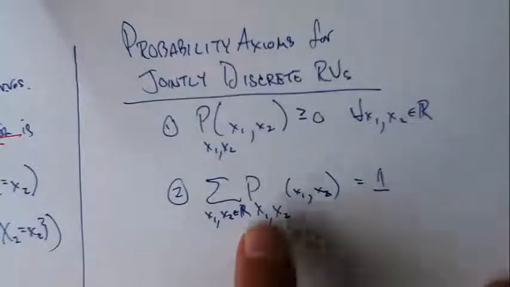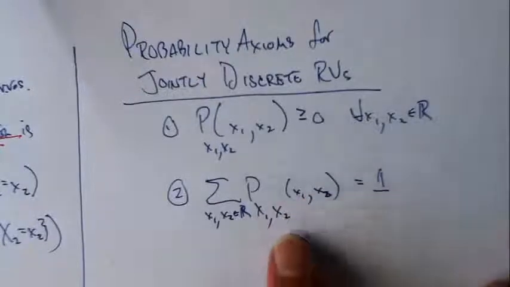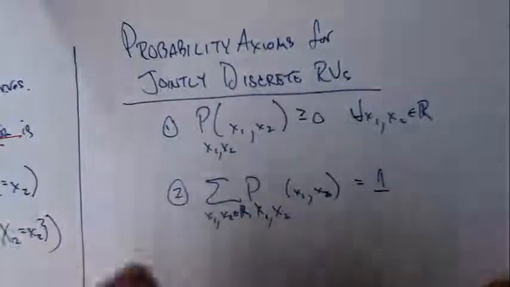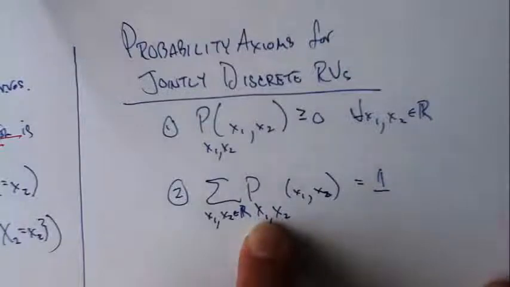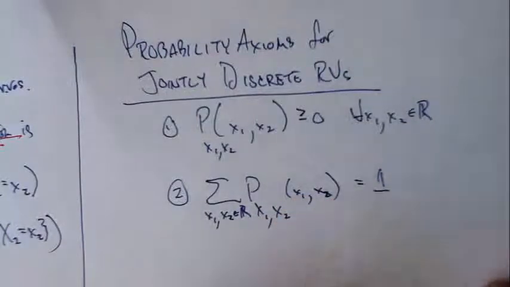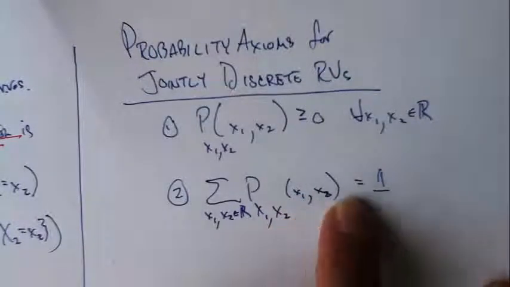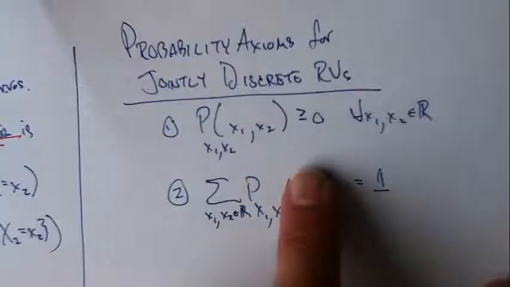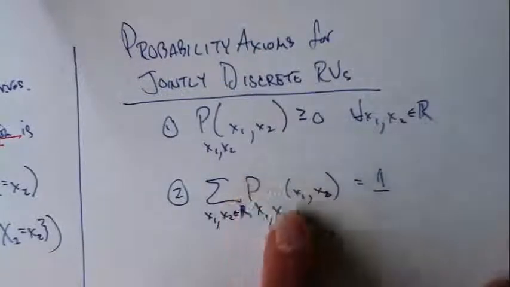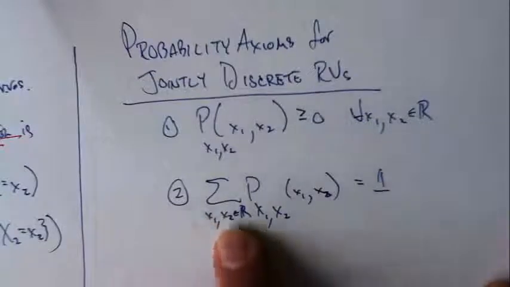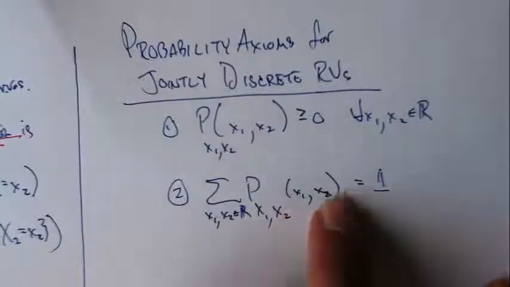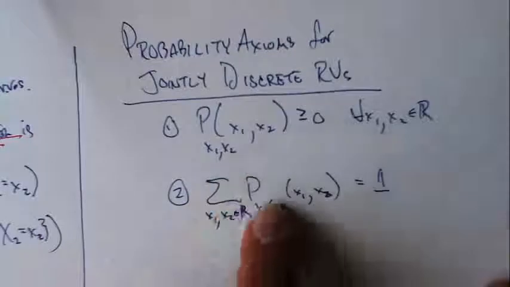That X1 equals little x1 and X2 equals little x2 versus the event that X1 equals some other number and X2 equals some other number. Those are all disjoint events. So in fact, the probability of the union is the sum of the probabilities. It turns out if I run through all the possible values of x1 and x2 and sum them up, then I need to get 100%.